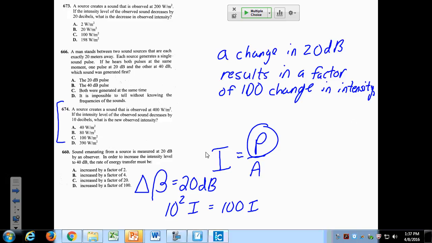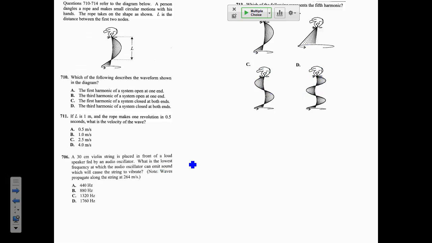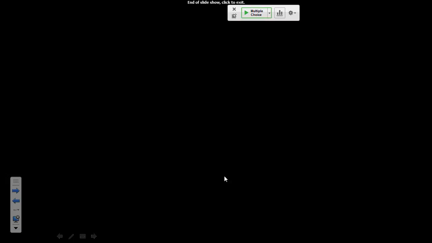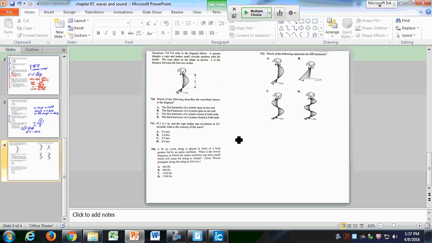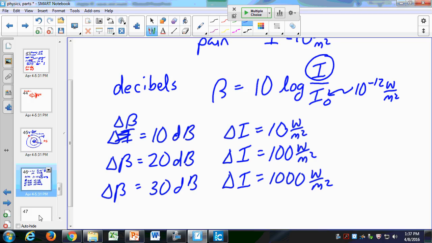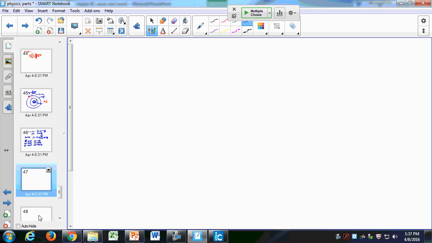Okay, let's look at standing waves. We're going to see 3 different standing waves. We'll look at standing waves that are closed on both ends, closed on one end and open on one end, and then open on both ends. We've already seen standing waves a little bit. I introduced them a little bit.